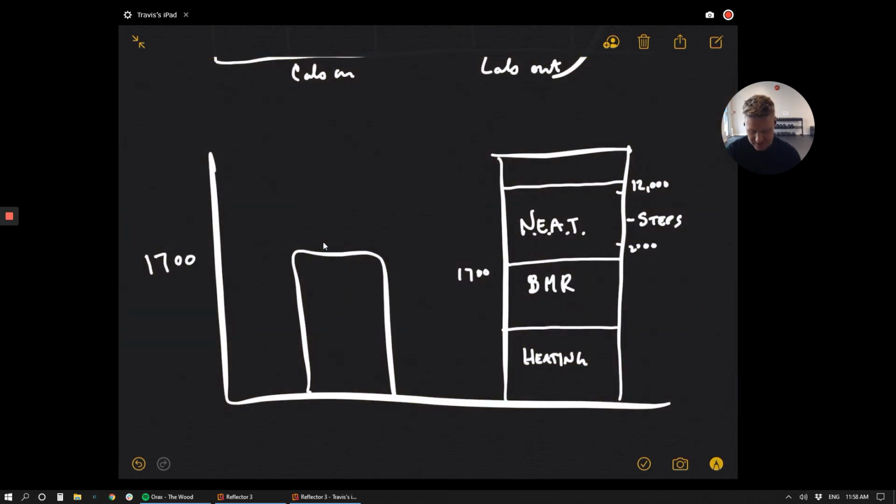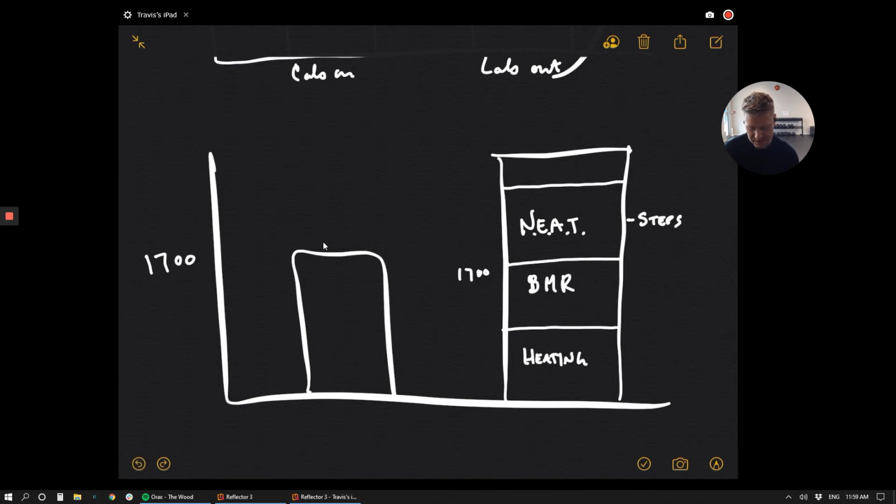But you can also have a NEAT that's huge. This is say 25,000 steps, right? Which is hard to do. It takes a lot of work. You'll have sore hips and blisters doing that. But you get used to it. A lot of people can actually do it consistently. But just on average, people are around 2,000 to 10,000, 12,000, around there.